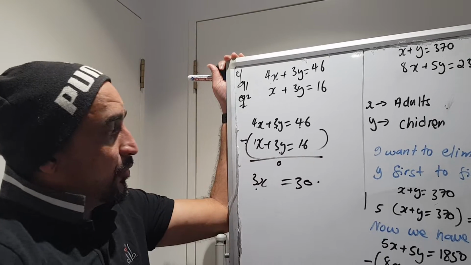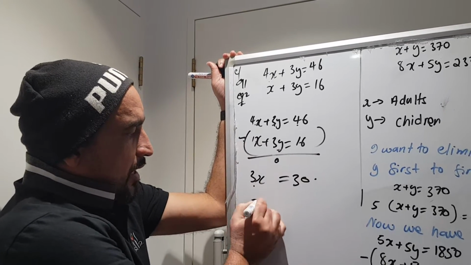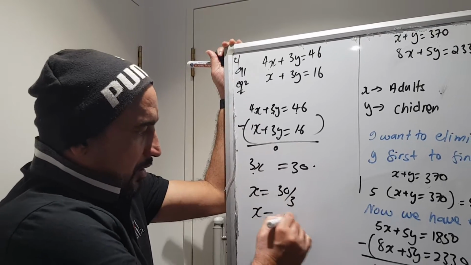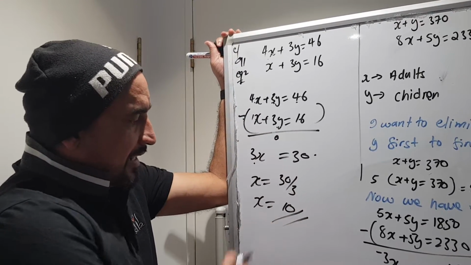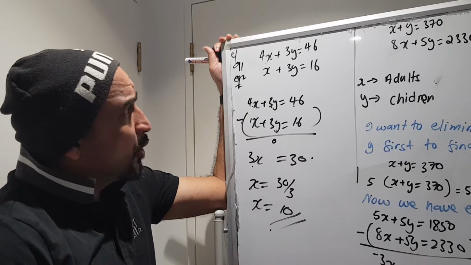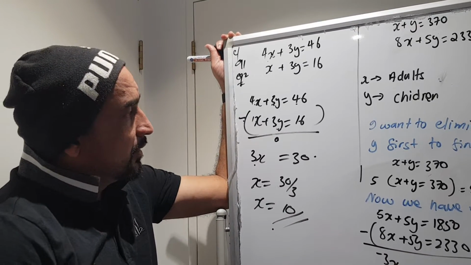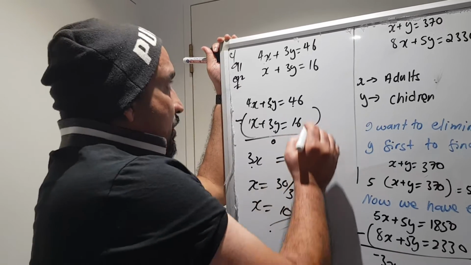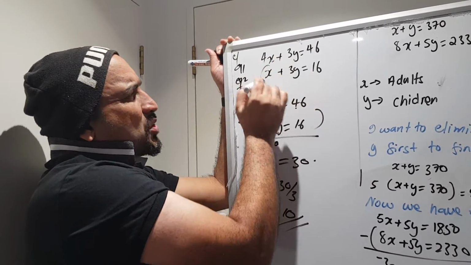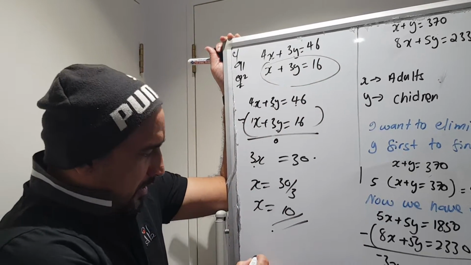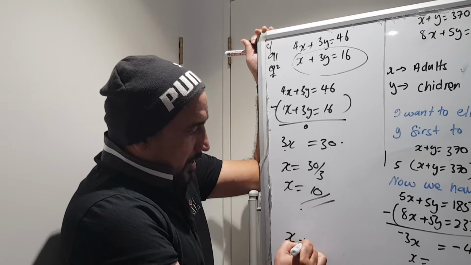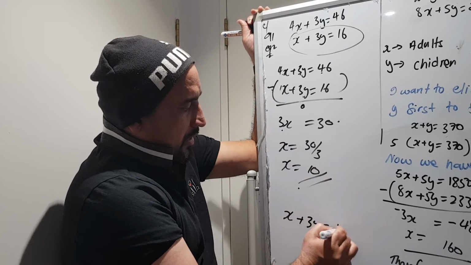Now I'm finding the value for x. So how do I find the value for x? x equals 30 divided by 3, x equals 10. So that means the value for x is 10. Now, how do I find the value for y? I will substitute, and I will choose the easier equation. This 4x, 3x one, this one looks a little bit easier: x plus 3y equals 16.